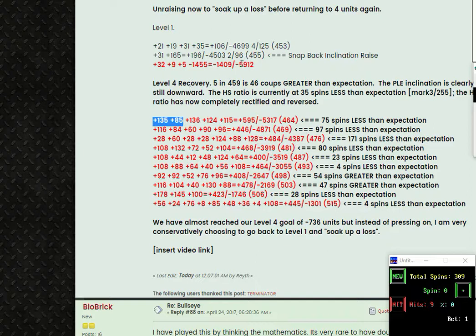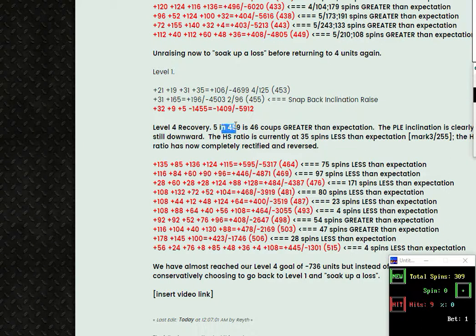Okay, and so then we move forward, and let's see what the statistics were at the time of the event. Wow. So this is 5 and 459. So we're talking about the PLE ratio here. We're only supposed to have 4 progression losses at this time, but now we have 5. And the fifth progression loss, the PLE, is due at 505 spins. That's 101 times 5. So we're only at 459.